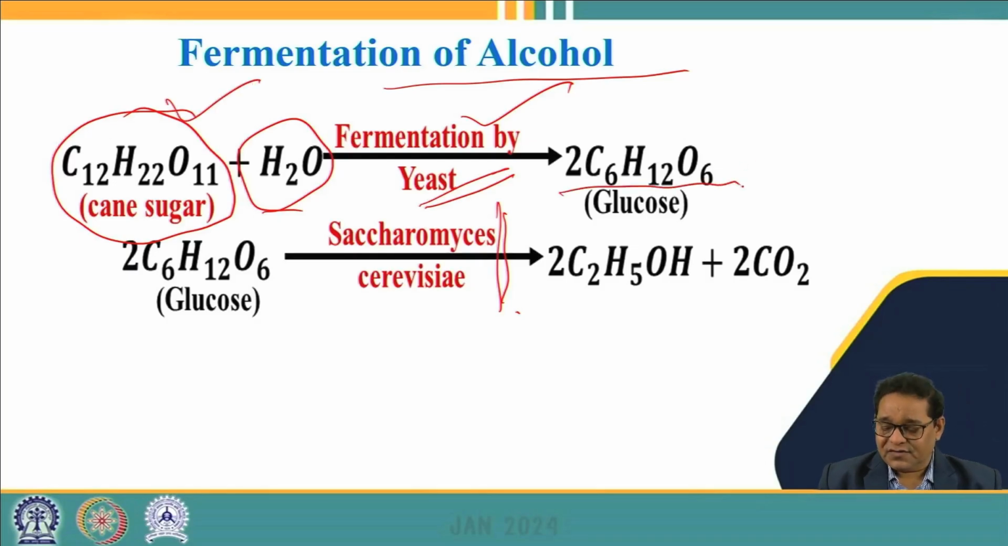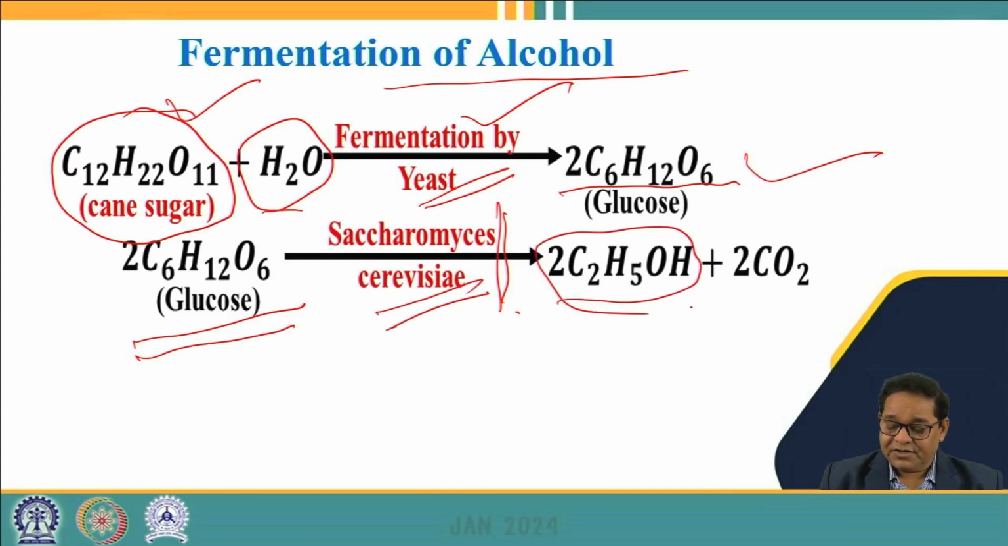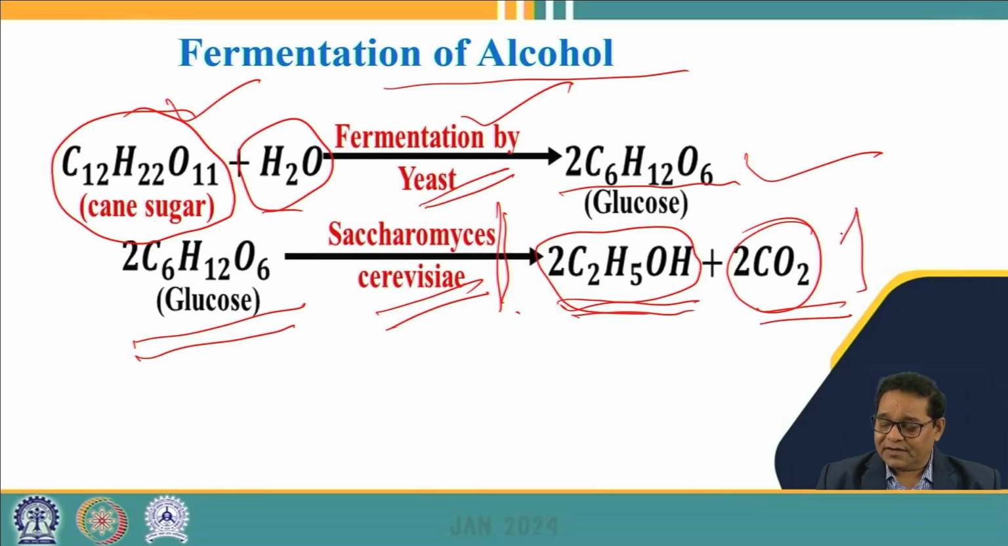So this is the first stage of glucose conversion, and then finally this glucose is taken as a substrate by this yeast culture, and they will ferment it into alcohol and carbon dioxide. So initially this carbon dioxide will be taken out, and this ethanol will be separated for its rectification and final production of alcohol.